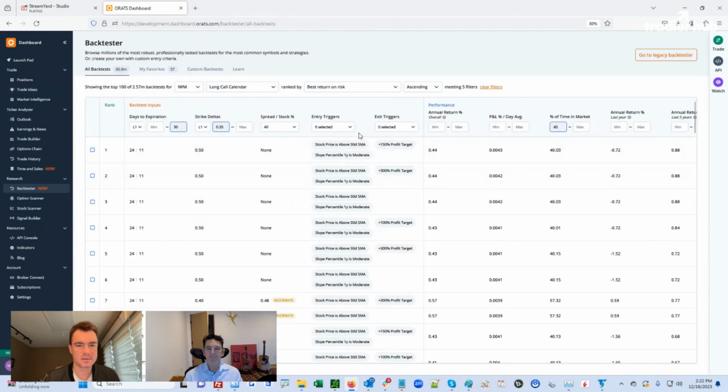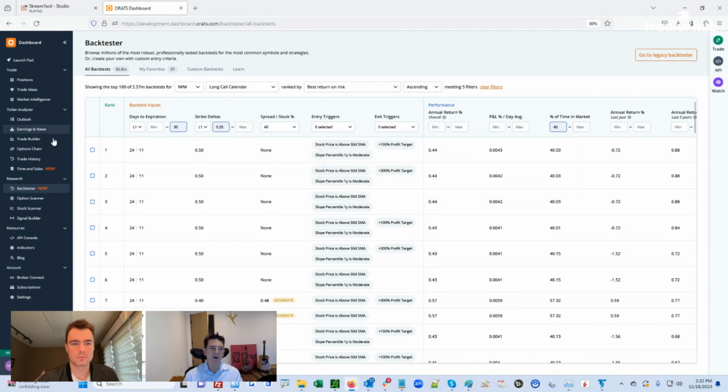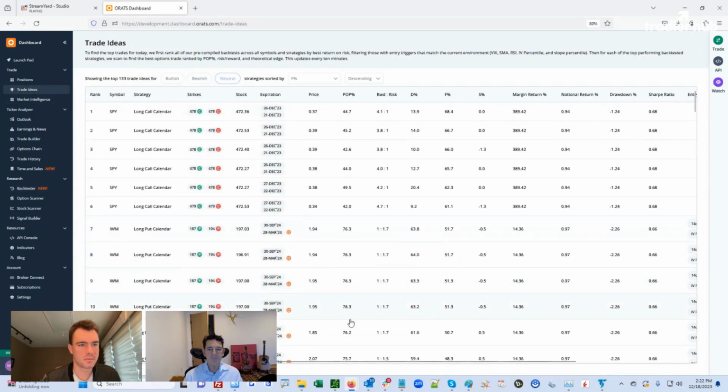Gotcha. That makes sense. And if you go to the back tester itself and you pick out IWM, you can see that there's that C that shows you where all of the criteria are right now. So that's kind of how it works. Okay, cool.